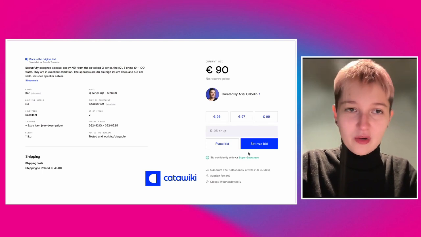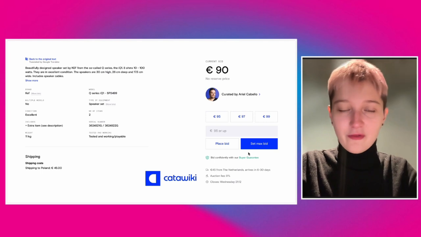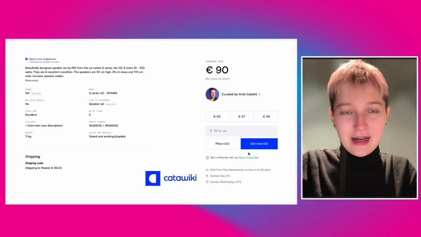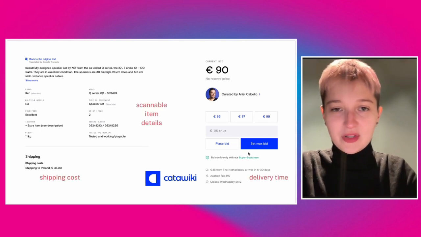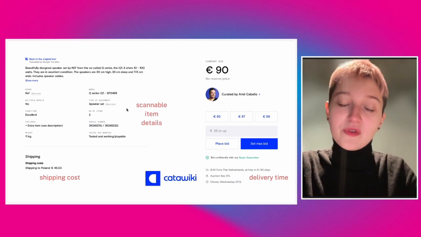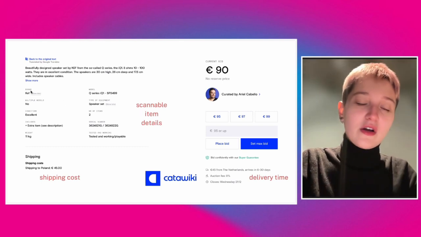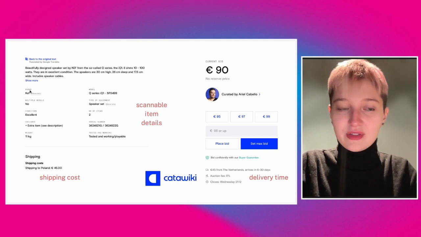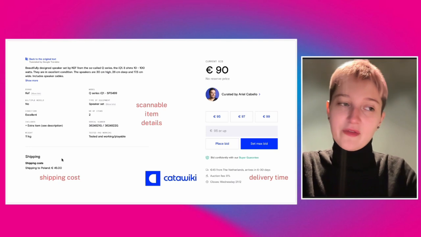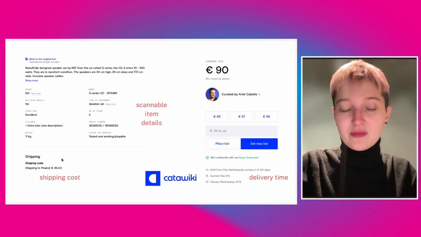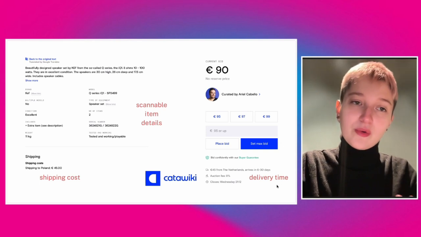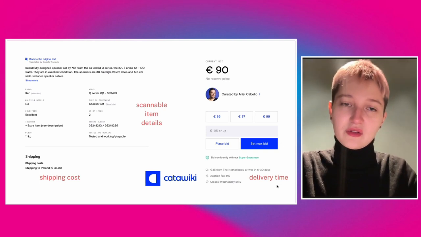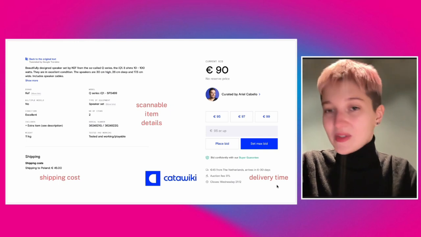Like Catawiki, a bidding website for vintage items mostly. I think it's very well designed when it comes to this particular subject, because when we look at it closely, we have a lot of scannable item details. There's a lot of information that's quite easy to access thanks to these clear labels and the whole architecture. We have the shipping cost before we even start bidding, which is super important, especially if I want to bid for something that's not in my country. And of course, there's the delivery time. So again, a lot of information, but all structured in a way that can reduce the uncertainty.